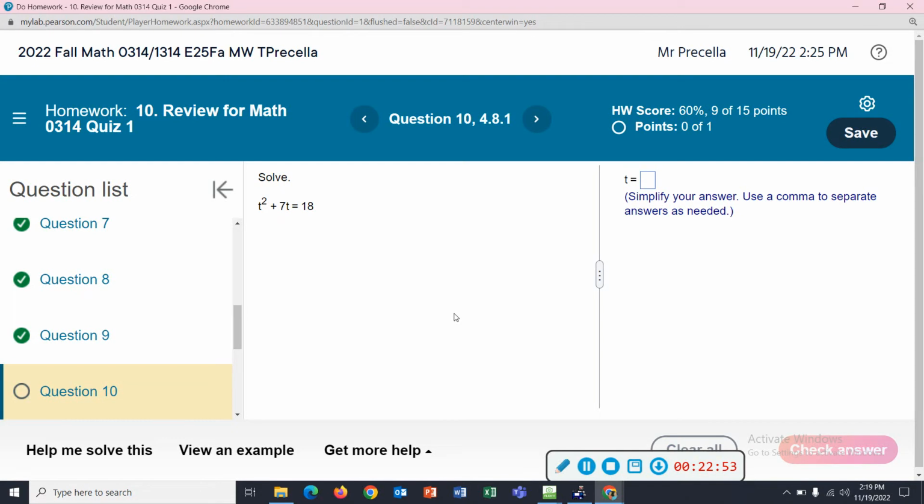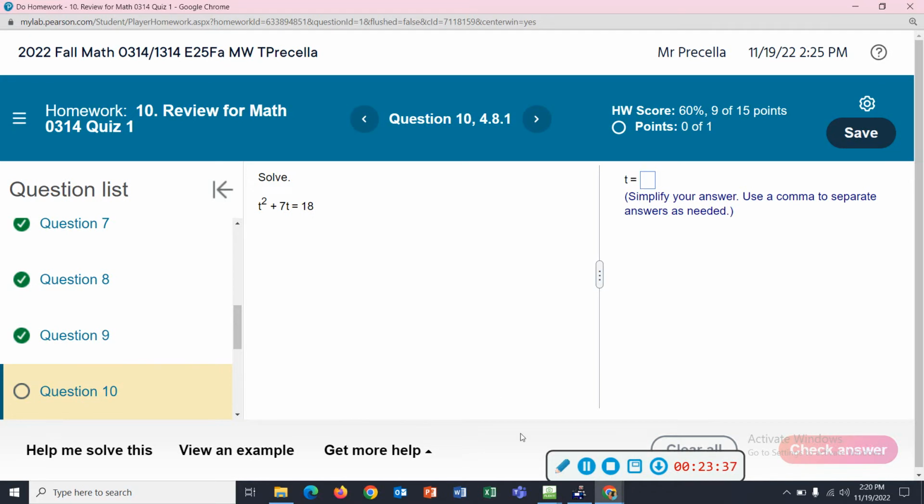Okay, notice how these instructions are different. It doesn't say factor. It says solve. And look over here, t equals. We're going to actually be finding the number for t. We're not just going to stop with the two sets of parentheses like we were doing on the other ones. So problem 10. T squared plus 7t equals 18. T squared plus 7t equals 18.